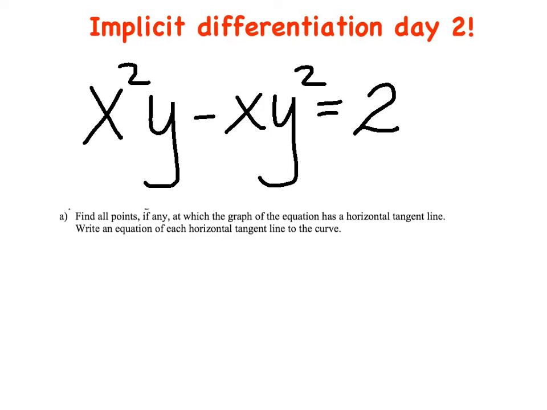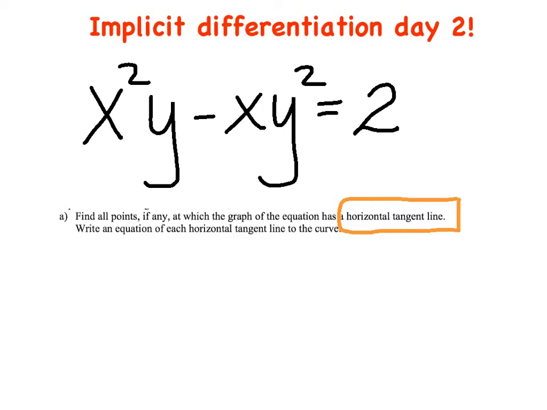So x squared y minus xy squared equals 2. This is just part A. Find all points, if any, at which the graph of the equation has a horizontal tangent line. Write an equation of each horizontal tangent line to the curve. The key word here is horizontal tangent line, and that should give the whole problem away.